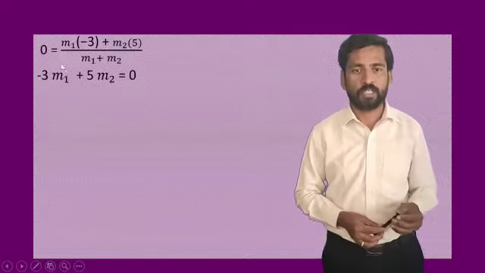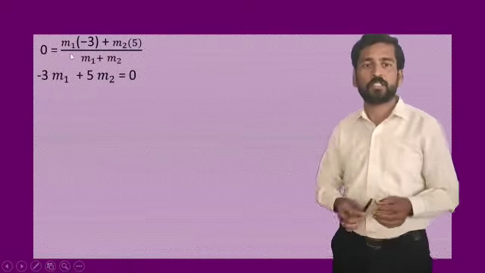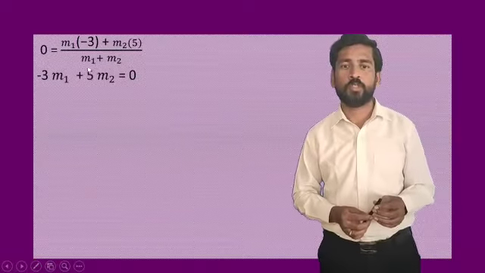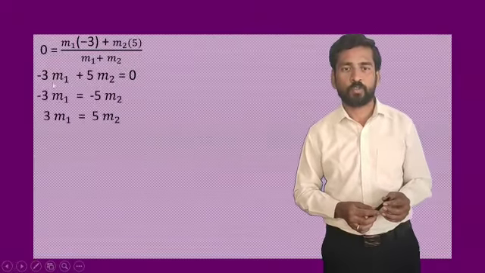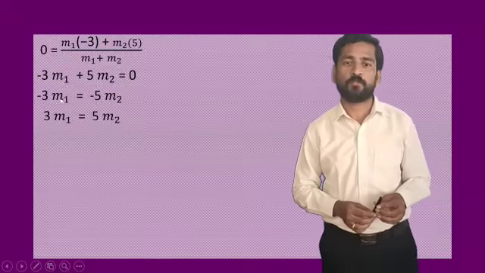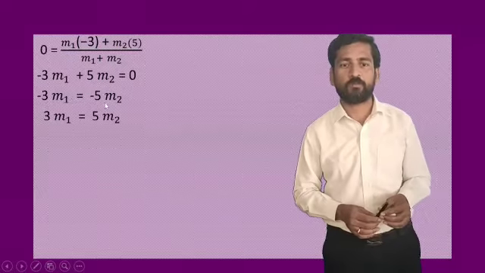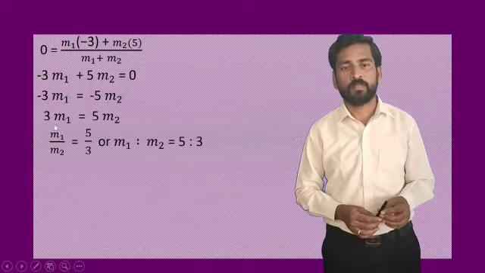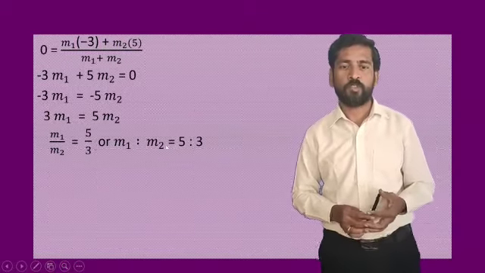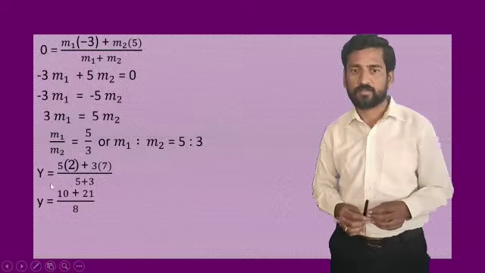And next, equating the x coordinates, that is 0 equals (m1 into -3 plus m2 into 5) by (m1 plus m2). On cross multiplication we get -3m1 plus 5m2 equals 0. Taking 5m2 towards the right side, we get -3m1 equals -5m2, the minus signs get cancelled. So m1 by m2 equals 5 by 3, or it is 5:3.